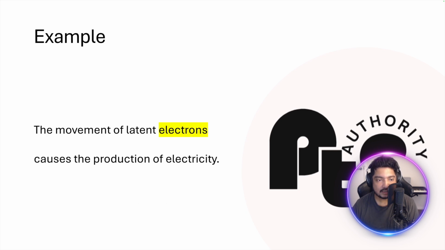I will give you an example. Let's look at this sentence. Movement of latent electrons causes the production of electricity. Personally, electrons is the unusual noun for me, so that'll be my keyword.